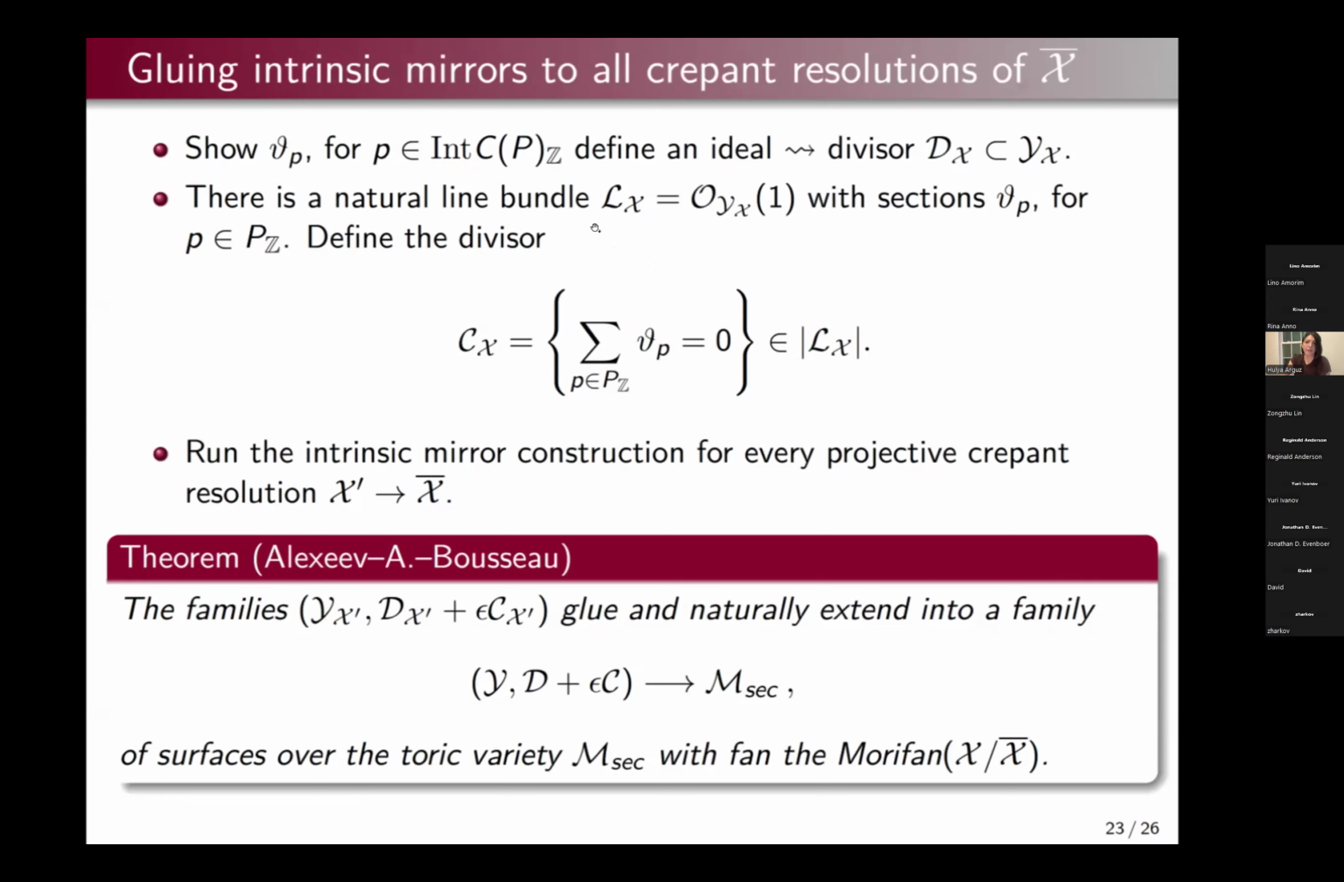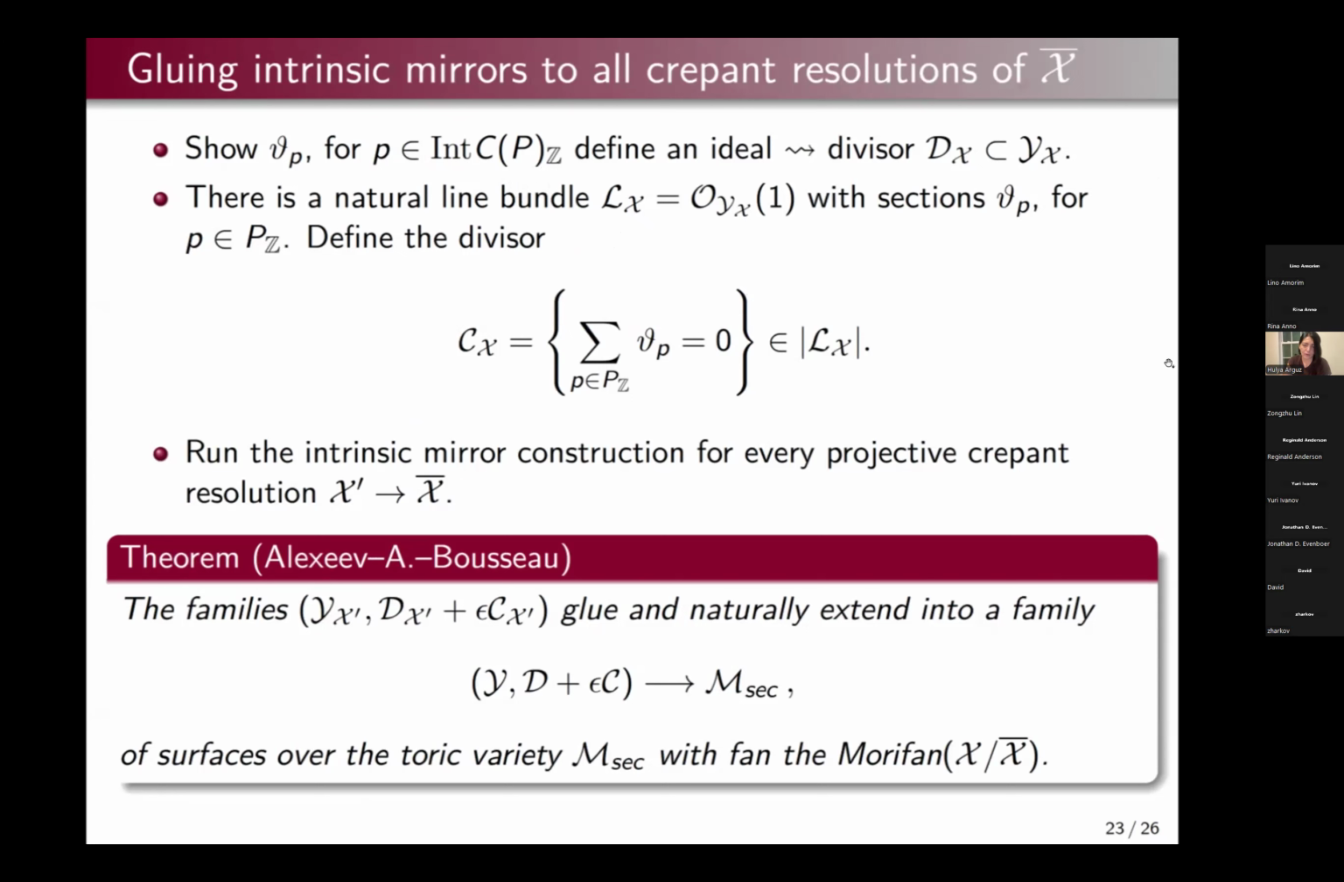So we describe a divisor by looking at all theta functions, these thetas which correspond to the interior of this cone over the Symington polytope. We show this defines the divisor, and furthermore, we also show you can consider the natural line bundle, and then you will obtain this pair YDL.